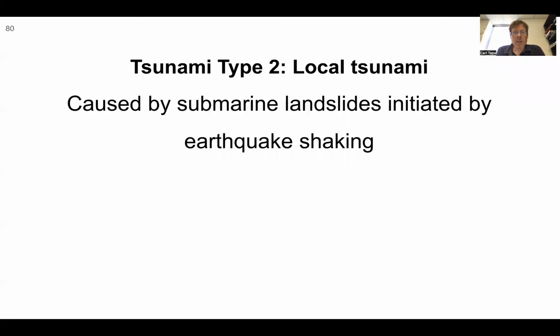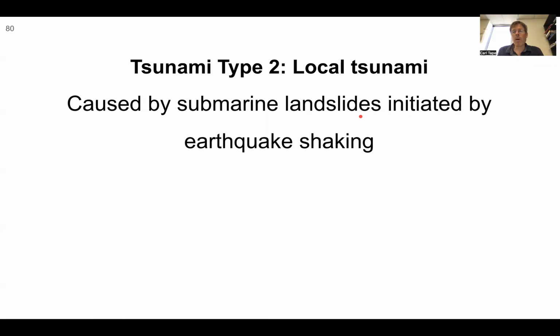So that's our intro, thinking about how these landforms are carved by glaciers, and particularly the ones that are underwater. And we'll see more detail on these fjords in different regions. So here's our second type, the local tsunami. This is caused by submarine landslides initiated by earthquake shaking.